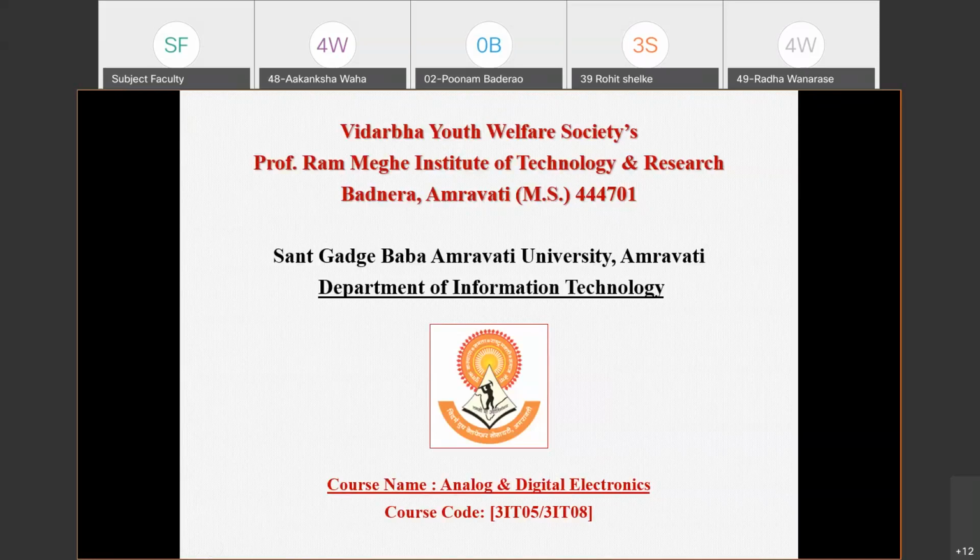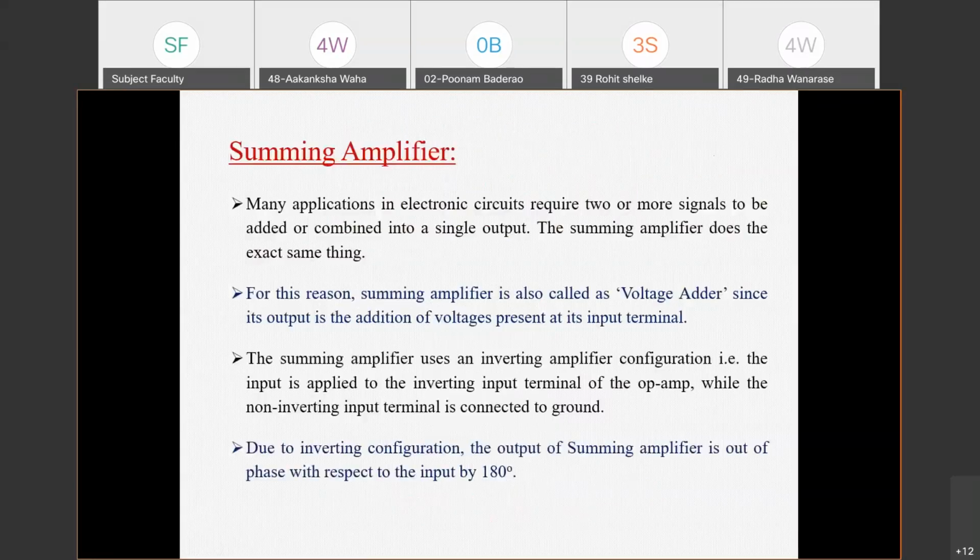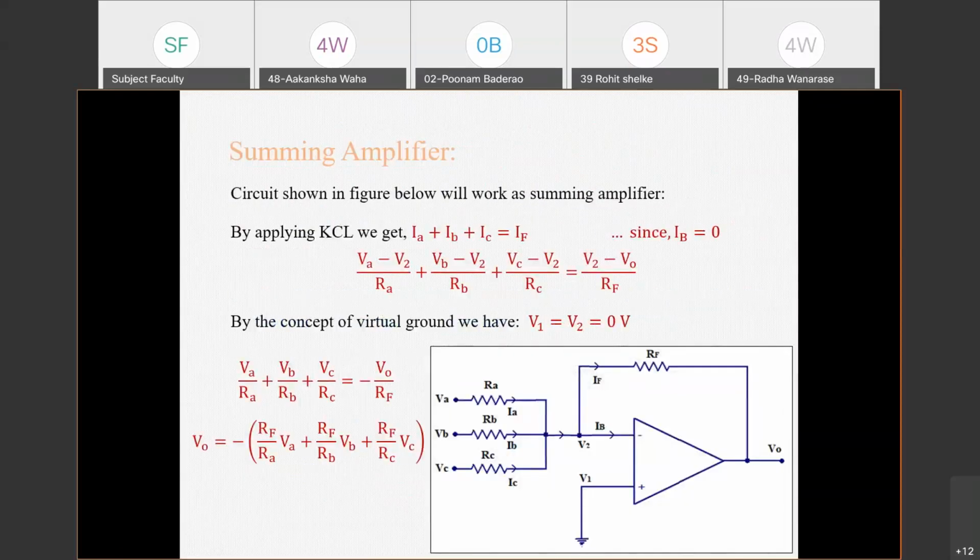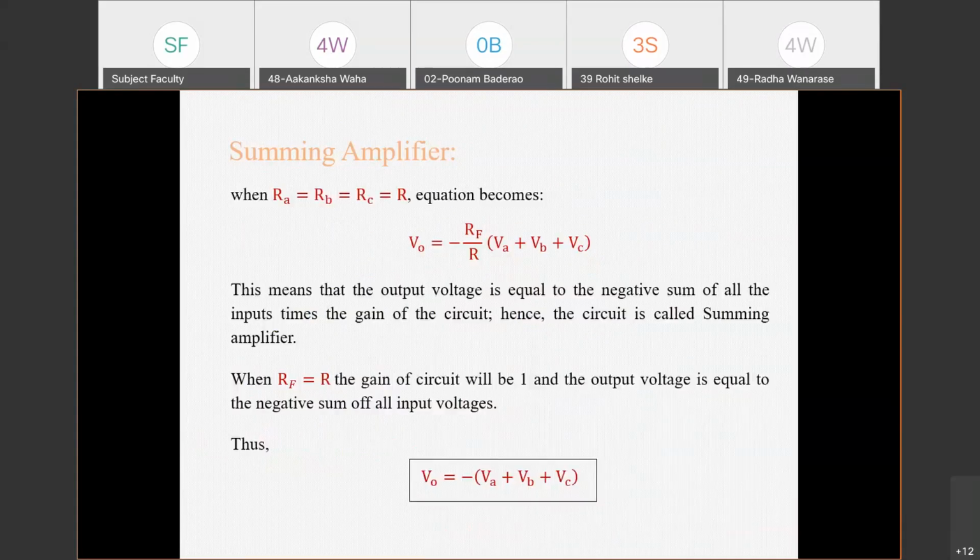Okay, so we shall start our session. In the last session, we saw the summing amplifier and this circuit diagram, and we also did the analysis of the summing amplifier. From the analysis, we came to the conclusion that the output expression for the summing amplifier is given by this particular expression.